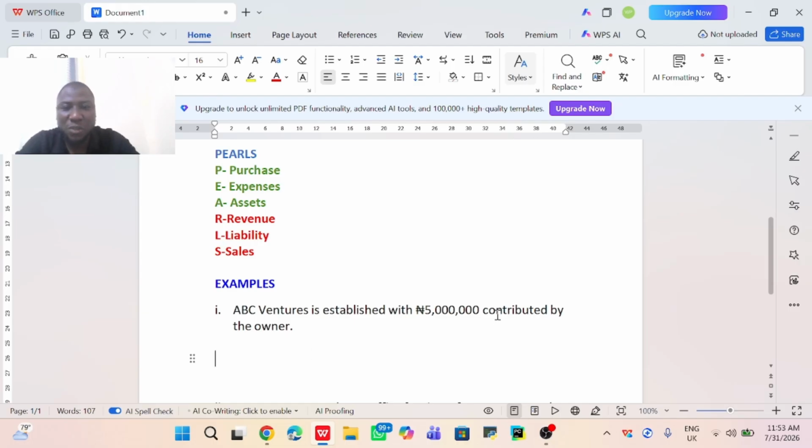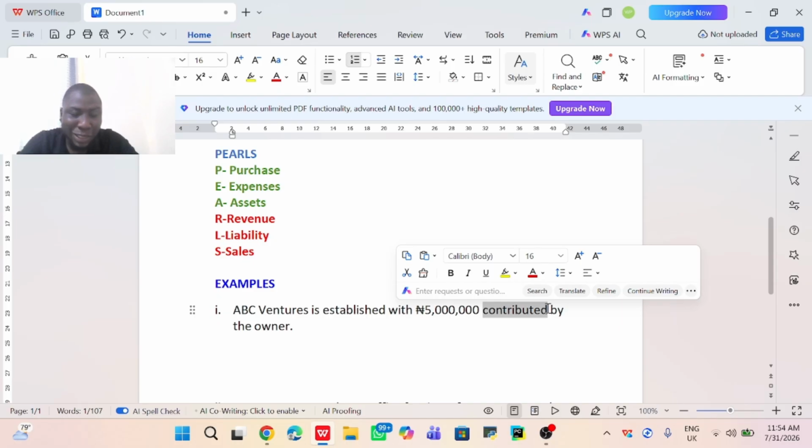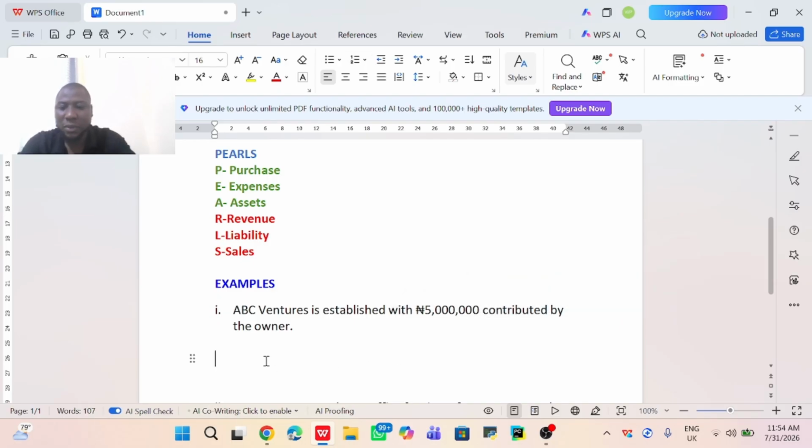If you contribute an amount of money into a business, the first thing you should do is understand the question. After understanding the question, you have to think about what accounts this transaction affected. As simple as this: if you see a contribution of money to start a business, that amount of money used to start a business is known as capital. That's the first thing you should know.